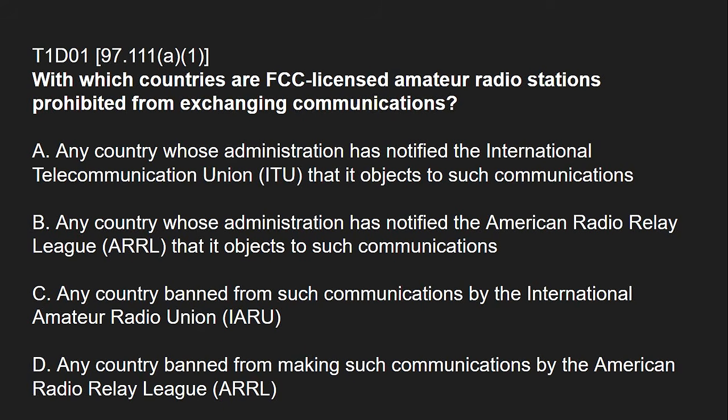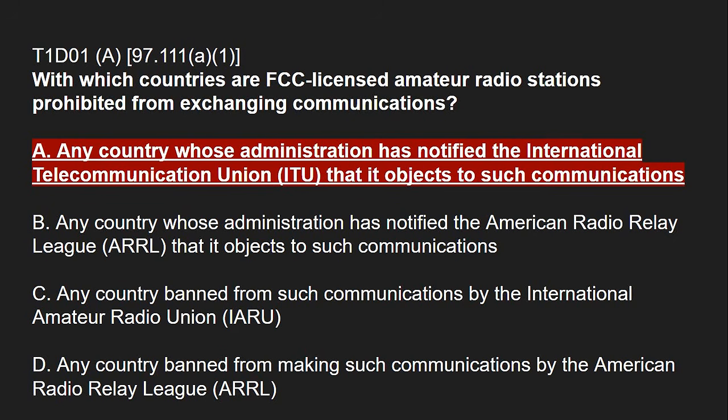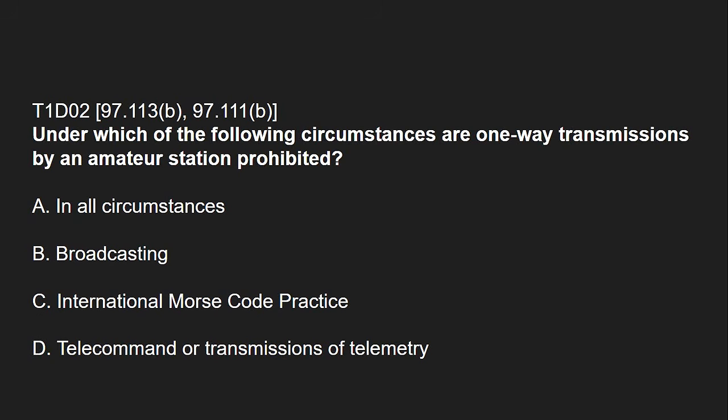T1D01, with which countries are FCC licensed amateur radio stations prohibited from exchanging communications? And that is any country whose administration has notified the International Telecommunications Union, also known as ITU, that it objects to such communications. T1D02, under which of the following circumstances are one-way transmissions by an amateur station prohibited? That would be when broadcasting.